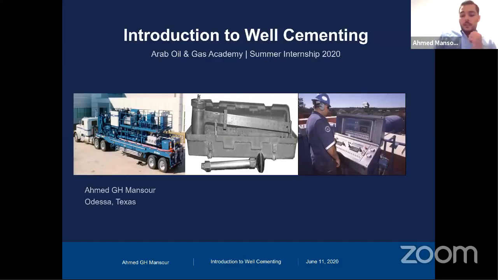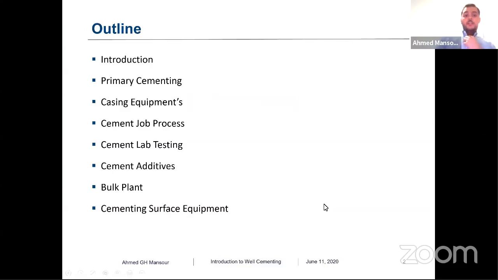In this presentation, I'm going to cover the basic fundamental knowledge about cement. I will start first with the outline, which is the introduction. I will give an introduction about the cement, why we pump cement. And then I'm going to move on to the primary cement job, which is conductor, surface, intermediate, and production. And then I'm going to move on to the casing equipment, what kind of equipment we need to be familiar with for a cement job.